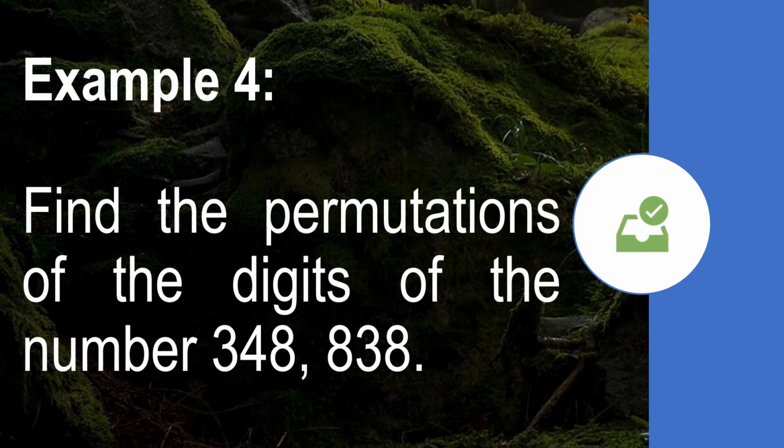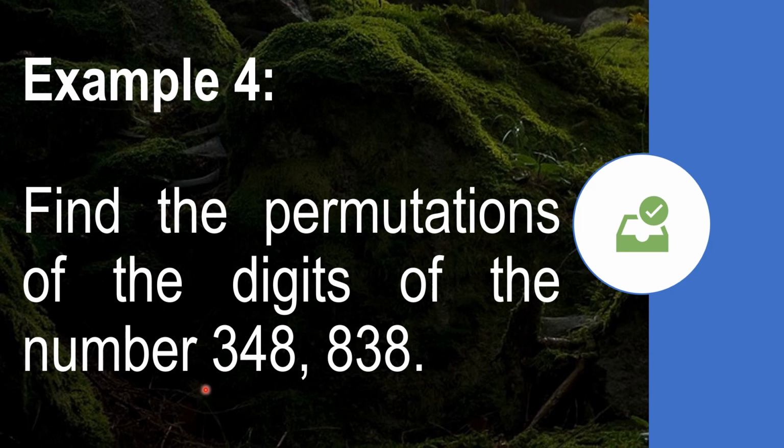Okay, magkaroon tayo ng example. Find the permutations of the digits of the number 348,838. So, dito sa given, ilan ang value ng ating n? So, 1, 2, 3, 4, 5, 6. So, meron tayong 6 digits. So, that will be the number of our, or the value of our n.